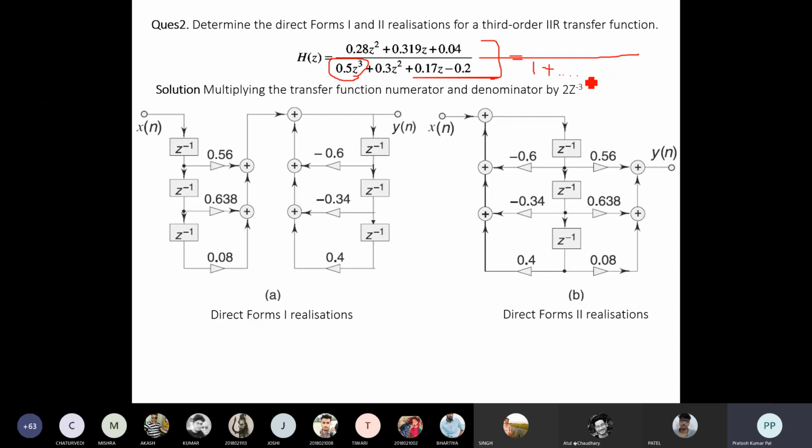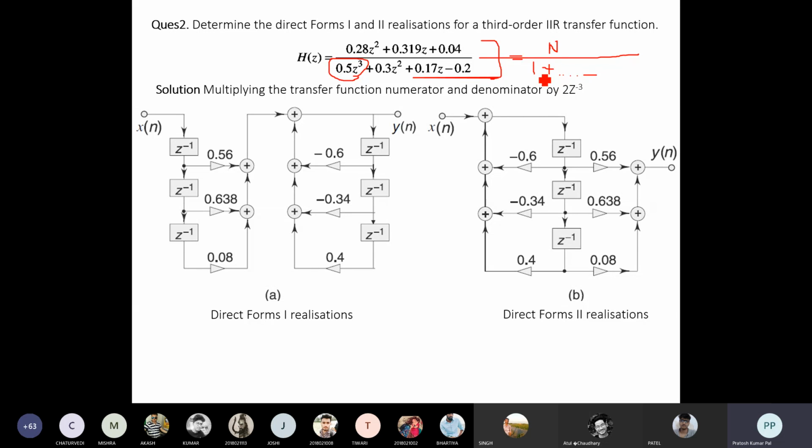Okay, so this is your numerator, and whatever denominator is there, it is represented in terms of 1 plus something. That is following the standard representation of an IIR transfer function. So from there we can use the direct form 1 and direct form 2 realizations.